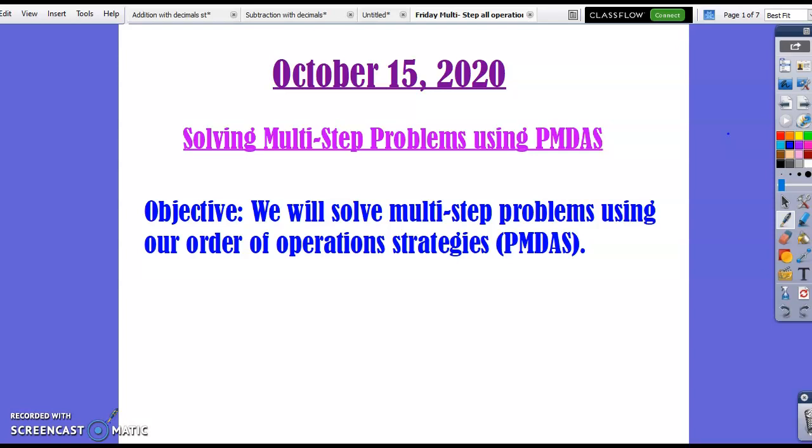Today, your title that you need to add on a new clean page is Solving Multi-Step Problems Using PEMDAS. Today, our objective is we will solve multi-step problems using our order of operation strategies or PEMDAS. Make sure you pause the video here, add that title, underlined, Solving Multi-Step Problems using PEMDAS, as the title of a new clean page.